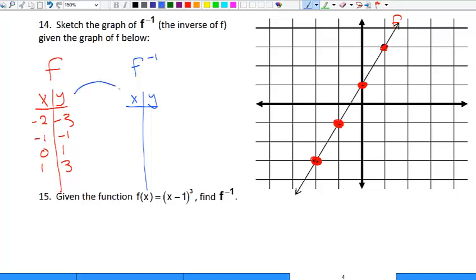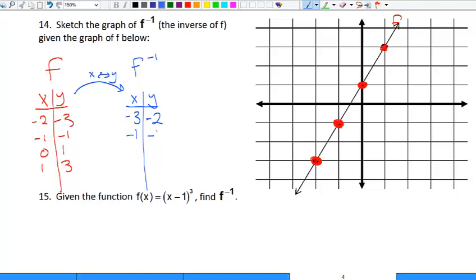Now, to get the points for the inverse, all I need to do is take the x values and the y values and interchange them. So instead of (-2, -3), I'm going to have (-3, -2). Notice that the negatives didn't change at all. If it was negative, it stayed negative, okay? All you're going to do is switch the places.